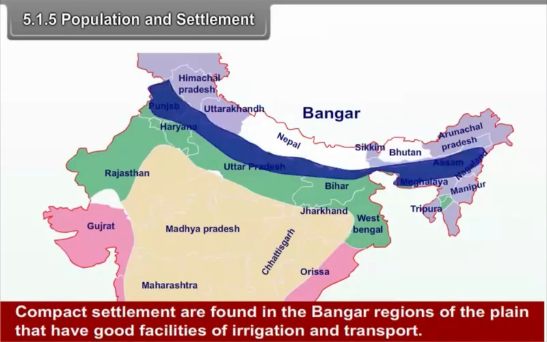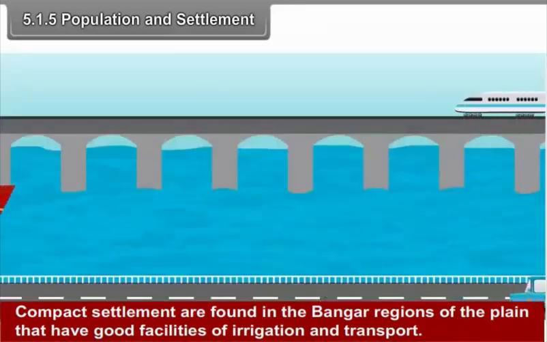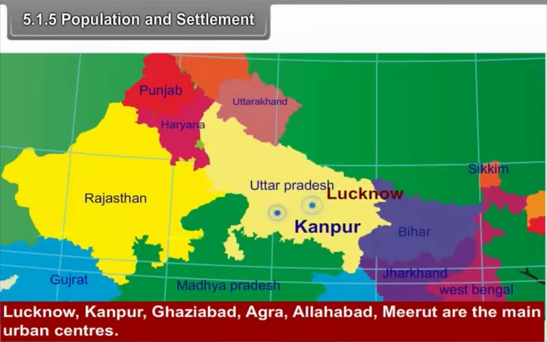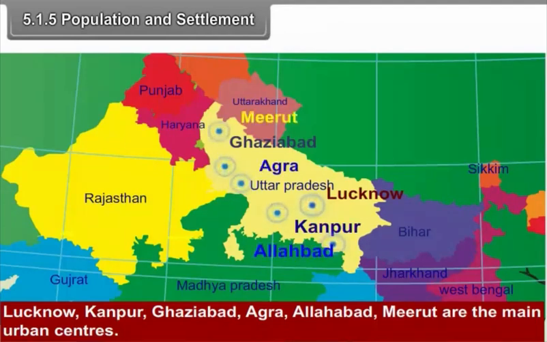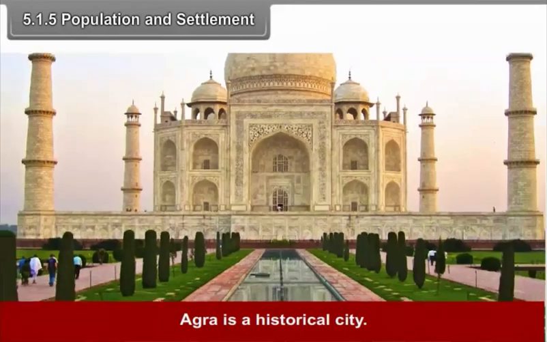Compact settlements are found in the Bangar regions of the plain that have good facilities of irrigation and transport. Lucknow, Kanpur, Ghaziabad, Agra, Allahabad and Meerut are the main urban centers. Agra is a historical city.